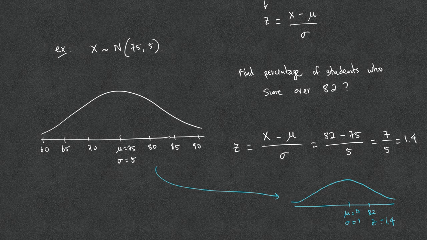We now use this z-score 1.4 to find the percentage. Notice that we're looking for the percentage of students who score above or over 82. That means we are looking for the percentage on the right-hand side of the z-score. So we shade it on the right-hand side of 82, or z equals 1.4.